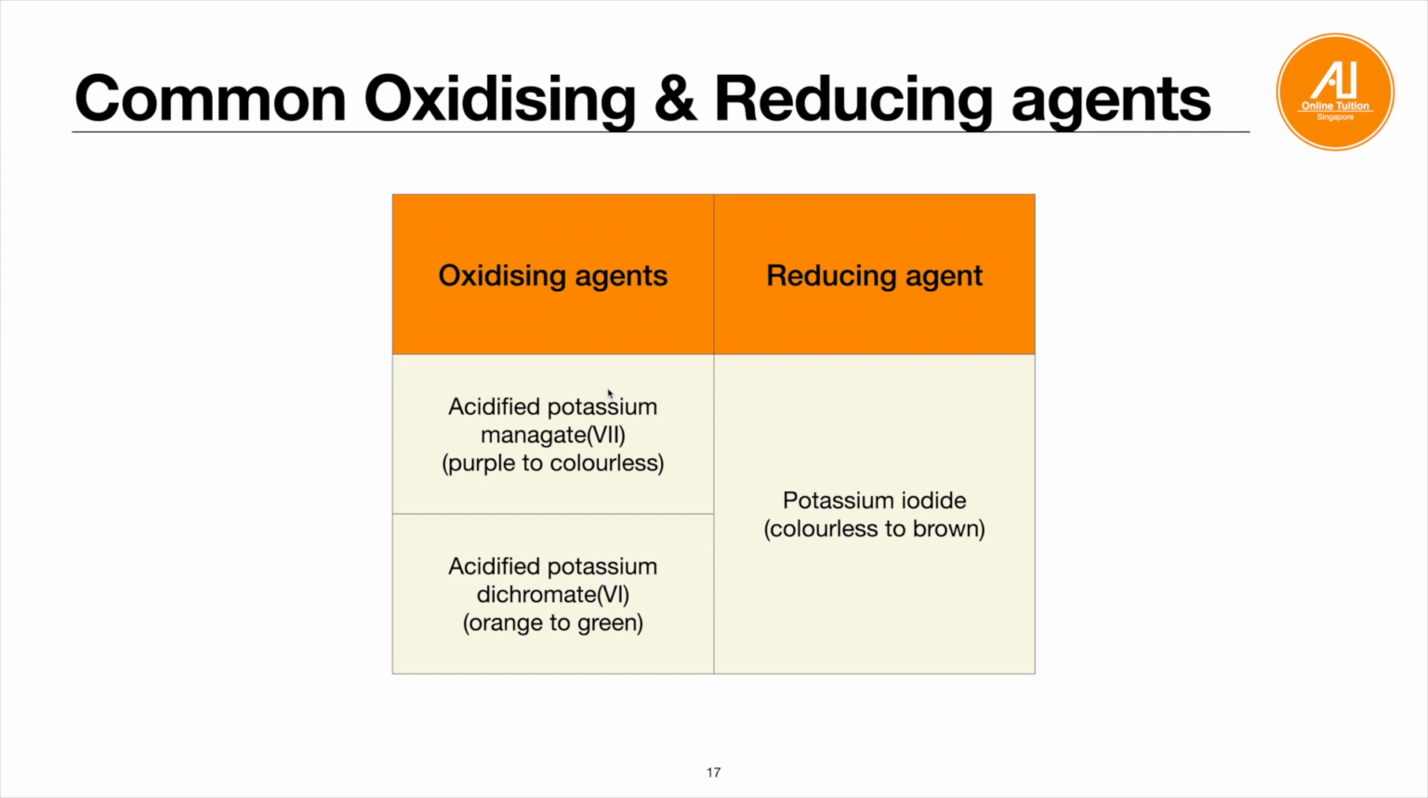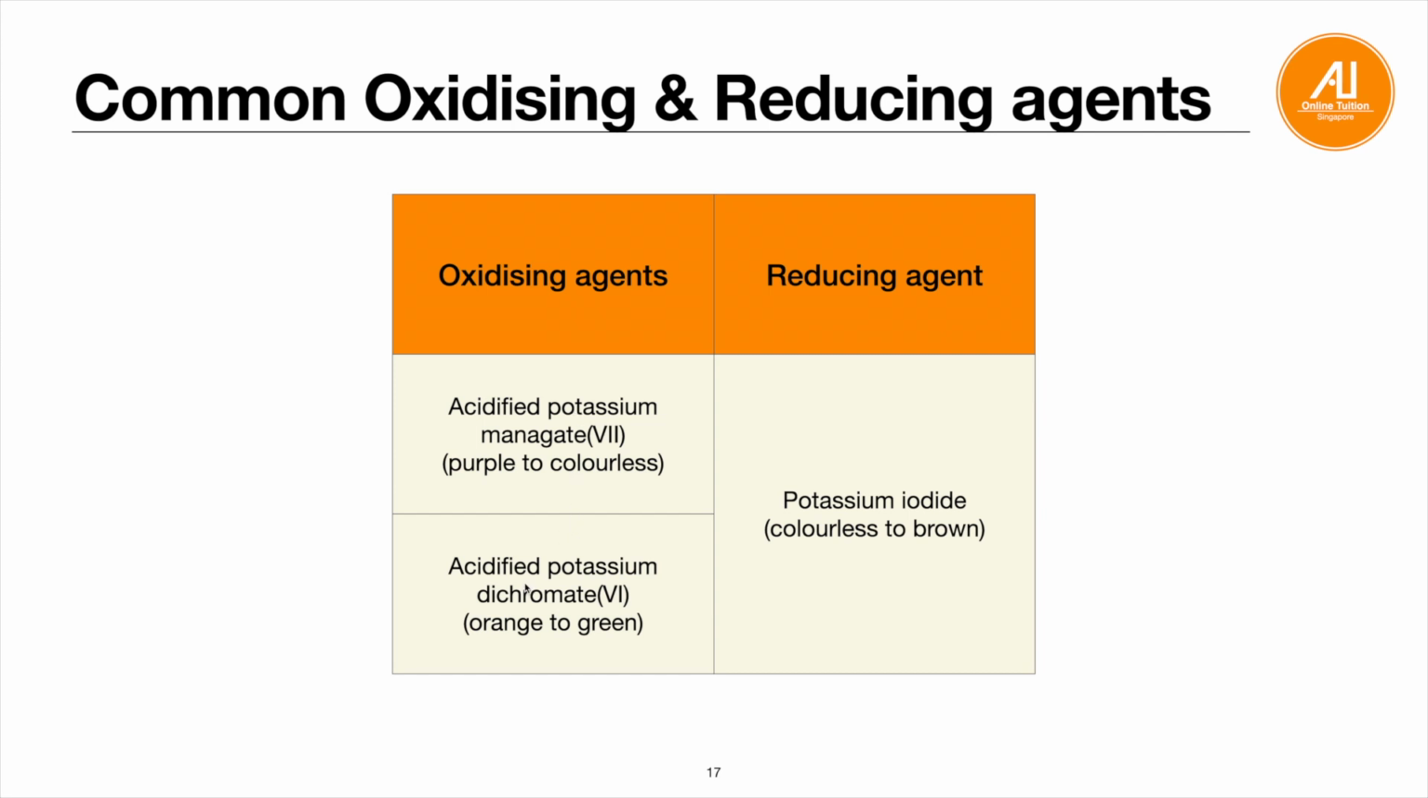Alright, so let's look at some common examples of oxidizing agents and reducing agents that you need to memorize for your exam. For oxidizing agents, there are 2 examples which you need to memorize. The first one is acidified potassium manganate 7. If there's a reaction going on, it will change from purple to colorless. The reason why it must be acidified is so that it will start behaving like an oxidizing agent. Acidified means the potassium manganate 7 solution is mixed with an acid, usually nitric acid.